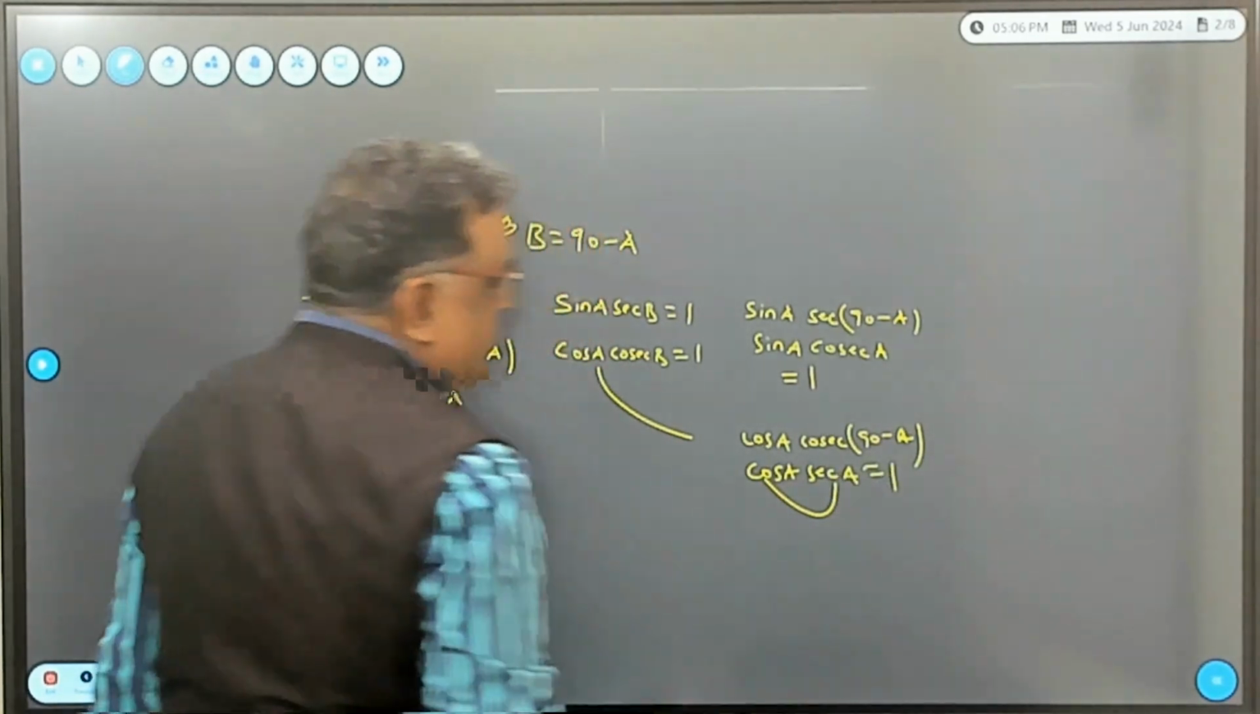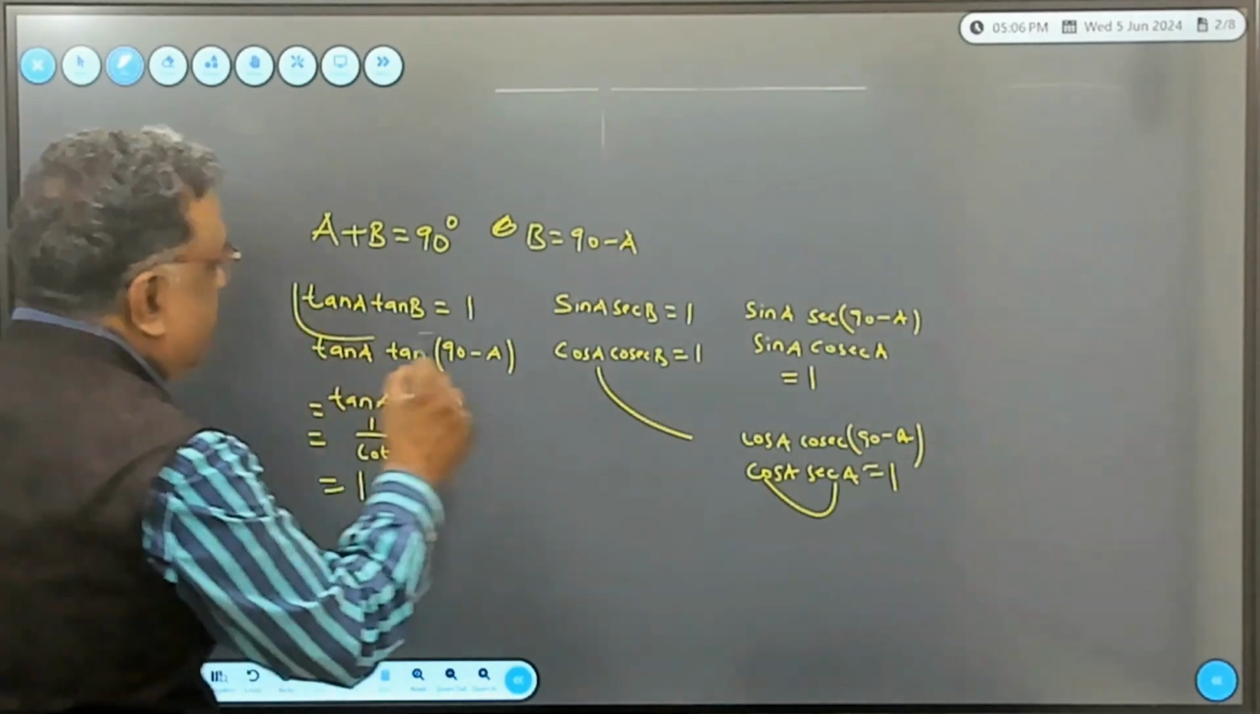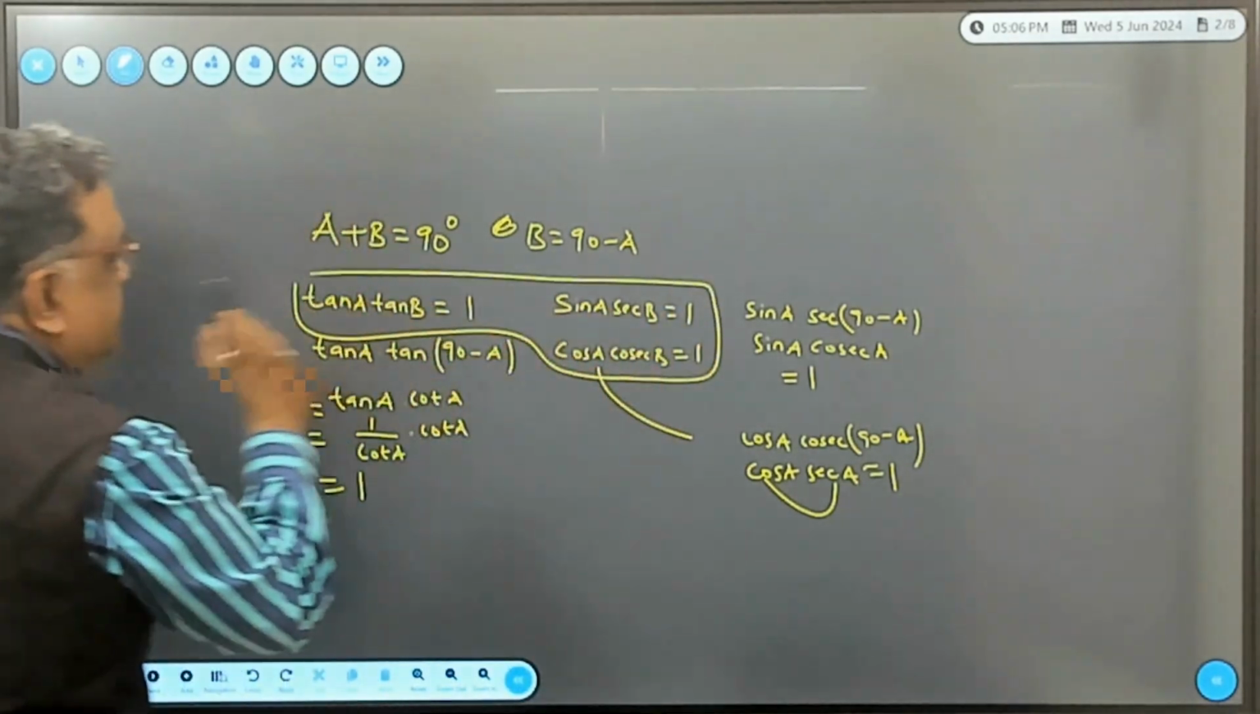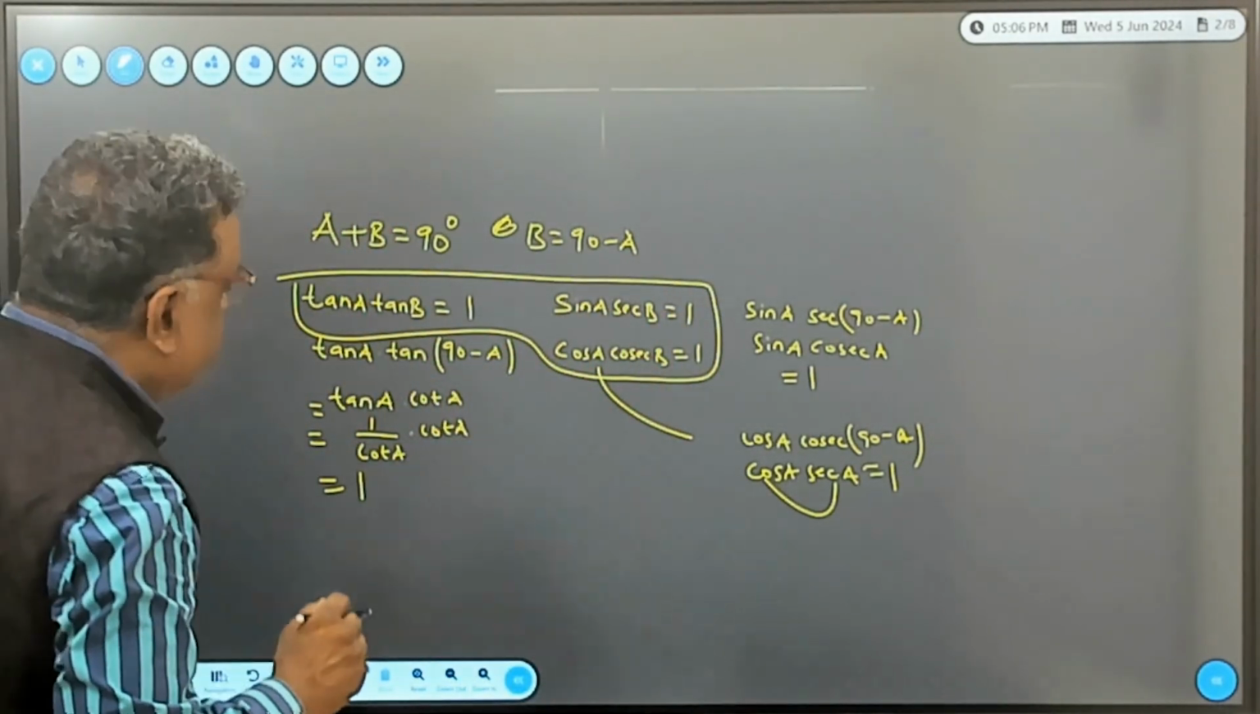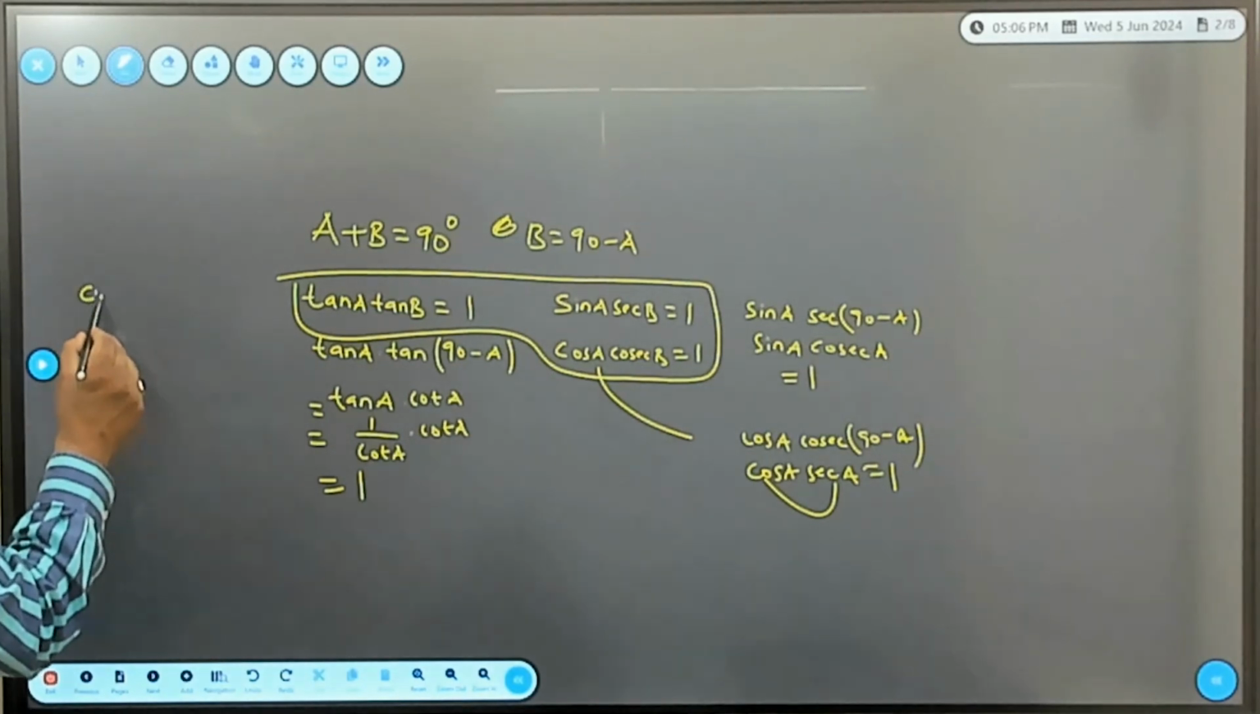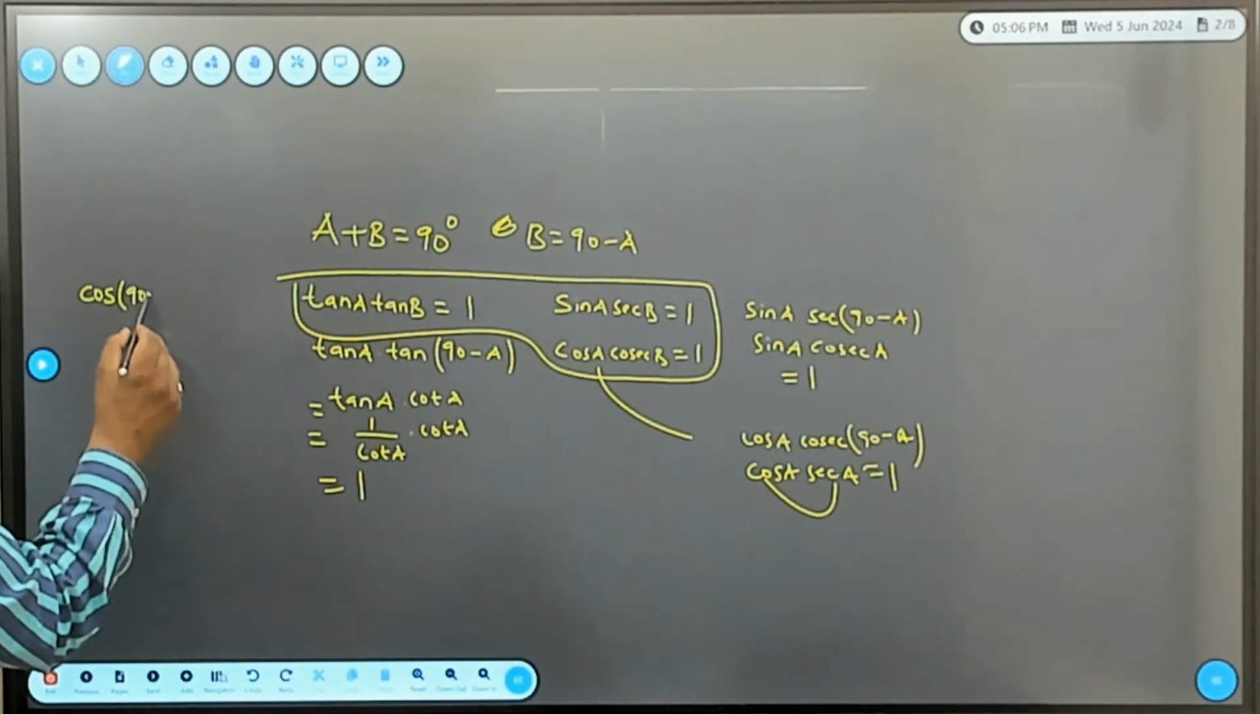So these are 3 important things that we also learned. So in complementary angles, what we have to always remember is cos 90 minus theta is sin theta.